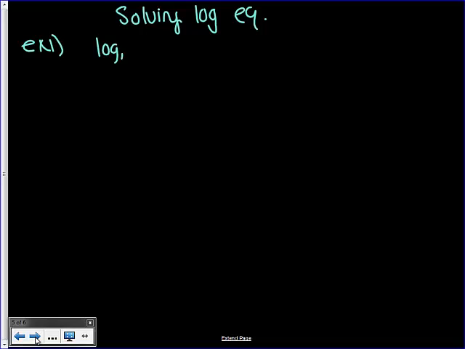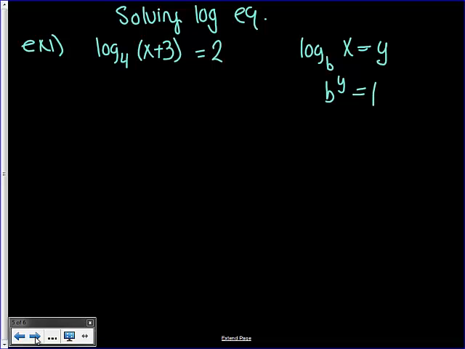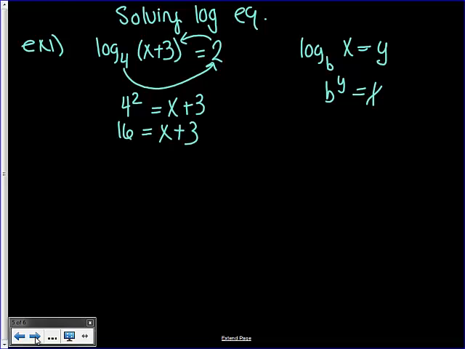So for example one is log base 4 of x plus 3 equals 2. Well, you remember our rule of log base b of x equals y becomes b to the y equals x. Well, that's exactly how you're going to solve the log equation. So 4 squared is going to equal x plus 3. 4 squared is 16, so 16 equals x plus 3. Subtracting 3 on both sides, x equals 13.